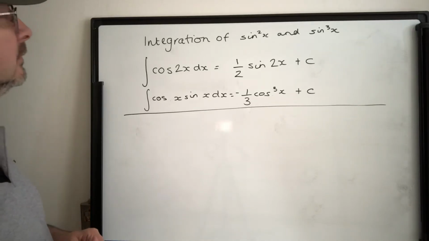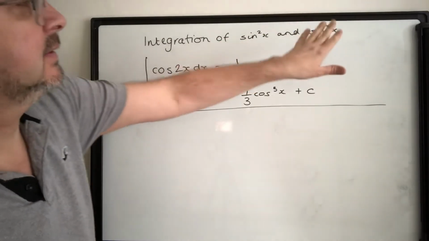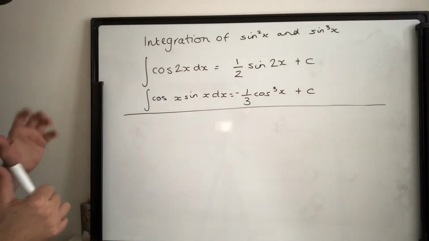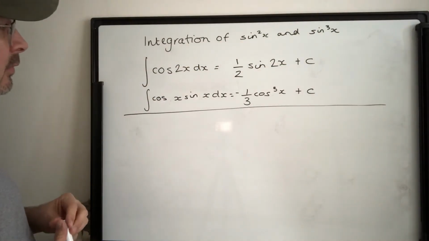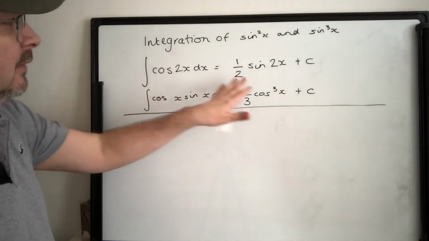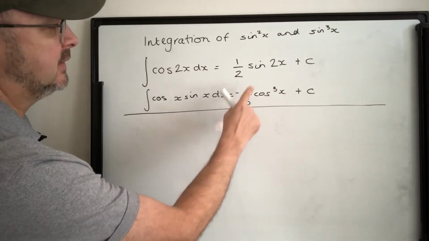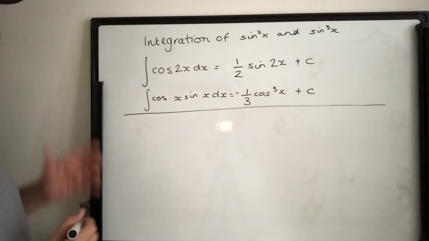In this tutorial, I'm going to go through the integration of sine squared x and sine cubed x. So from integration by inspection, or the reverse chain rule, you should know the integral of cos 2x is a half sine 2x, and also the integral of cos x sine x is minus a third cos cubed x. So we're going to use these.